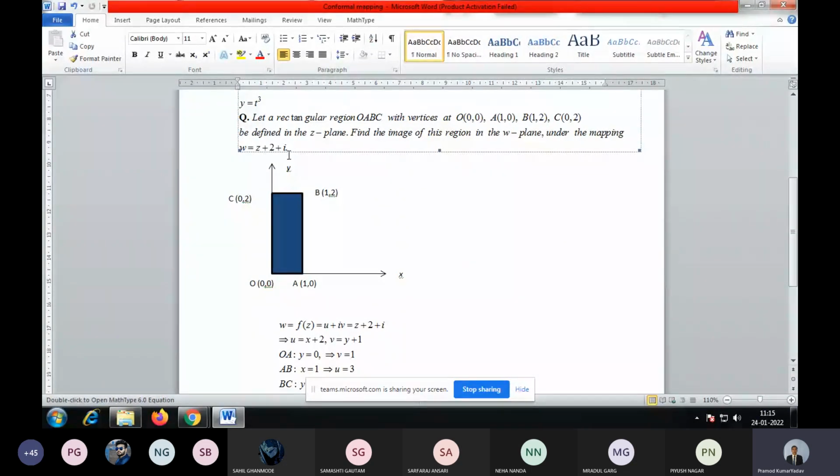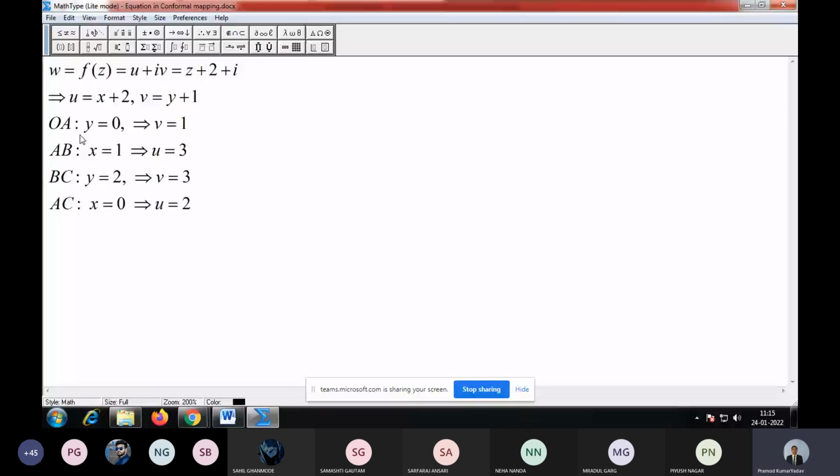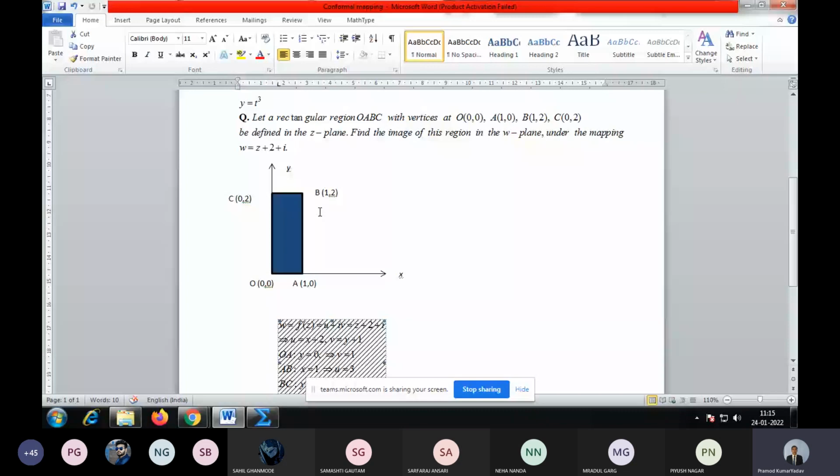So what we did in the last class, W equal to Z plus 2 plus iota, has been reduced in terms of U and V. So Z equal to U plus iota V, and Z plus 2 plus iota means we compare the real and imaginary parts and we get the values of U and V. Now we have already drawn the image in the Z plane, so we fix the boundaries of the image.